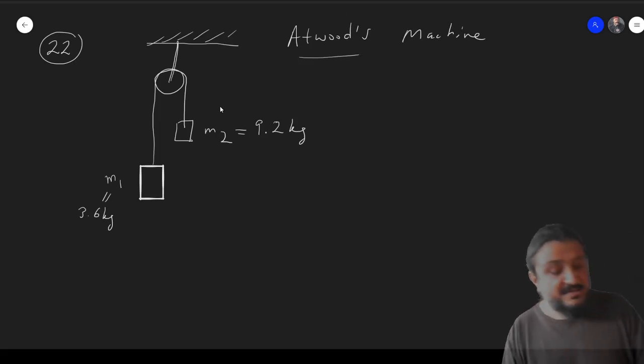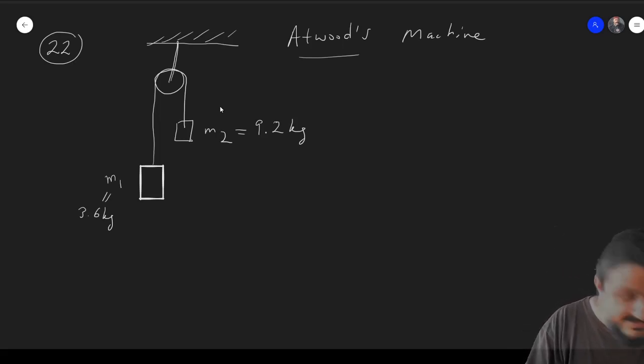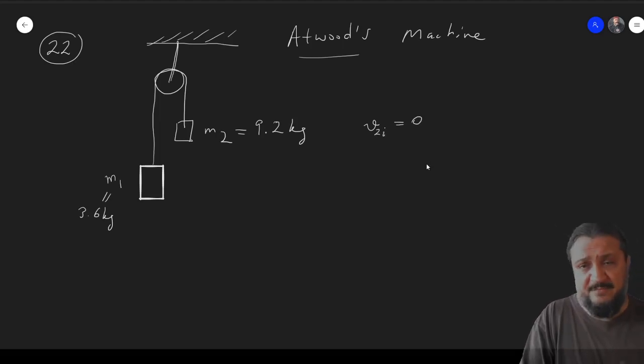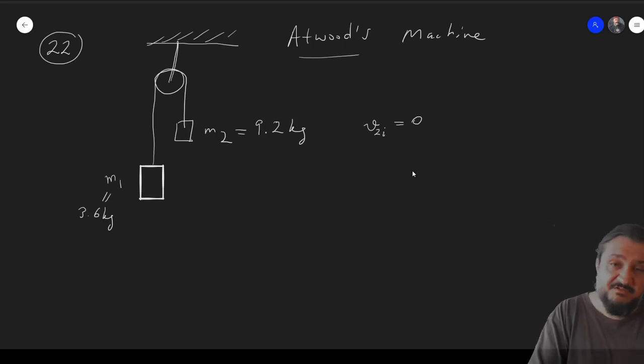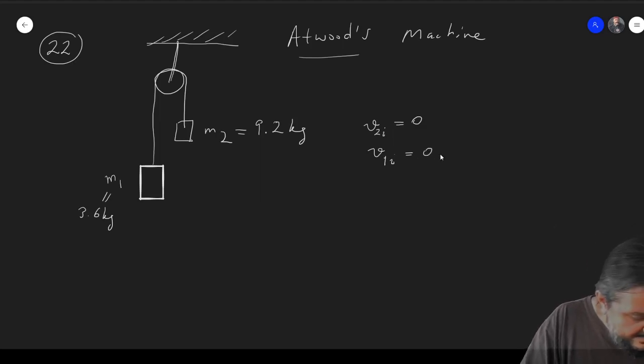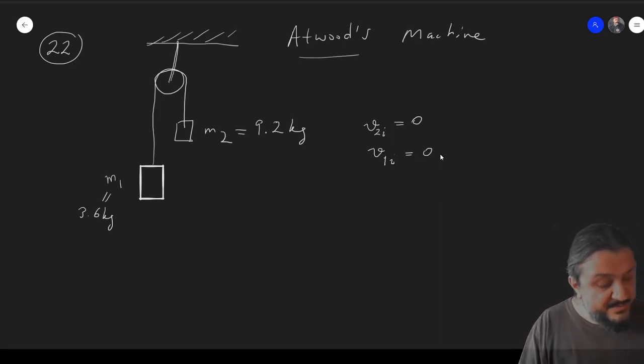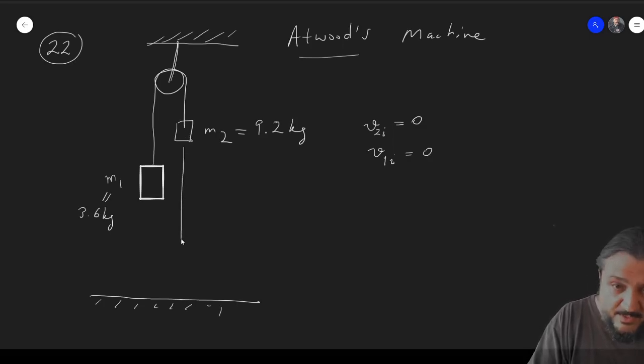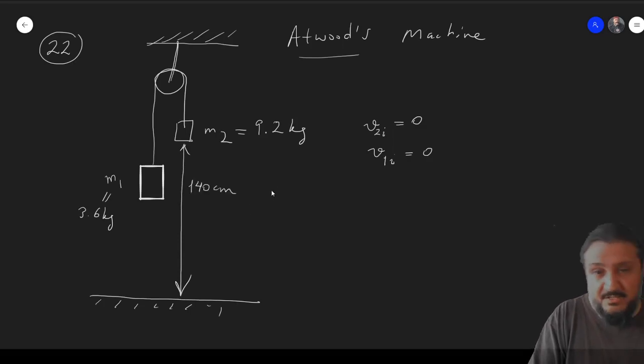And block 2 is initially at rest. So v2 initial is 0. Well, if block 2 is at rest initially, this means block 1 is also initially at rest. v1 initial is also 0. And block 2 at rest, 140 centimeters above the floor. So there's the floor here. Initially, it is 140 centimeters above.